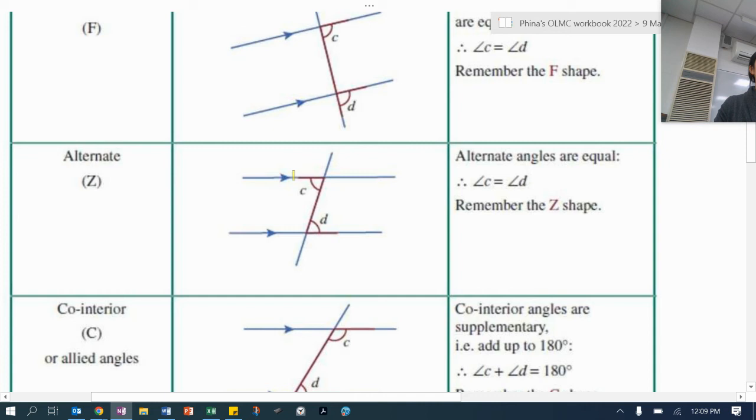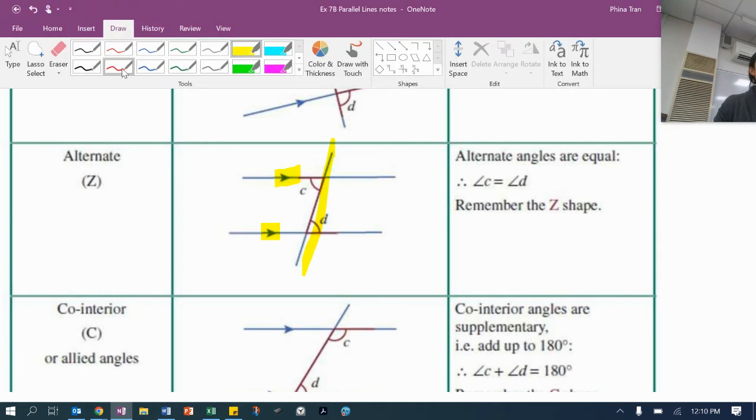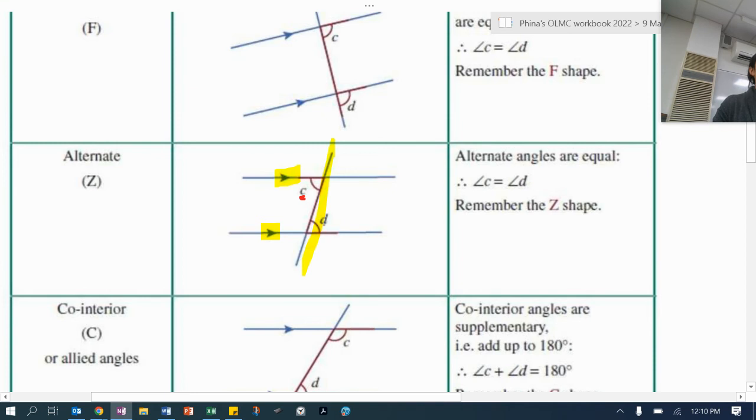You've got two parallel lines. So these two parallel lines. You've got the transversal cutting through. The two alternate angles are on the inside of the parallel lines, on the opposite sides of the transversal. Okay, so here we've got C and then we've got D as alternate angles. And we also have a second set.